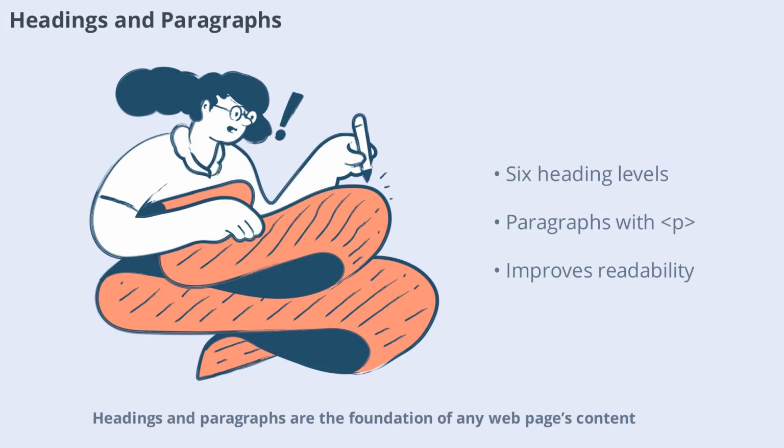Headings and paragraphs are the foundation of any web page's content. HTML provides 6 levels of headings from H1 to H6, allowing you to organize your content hierarchically. Paragraphs are marked with the P tag, making your text easy to read. Using headings and paragraphs correctly not only improves readability but also helps search engines understand your content structure.